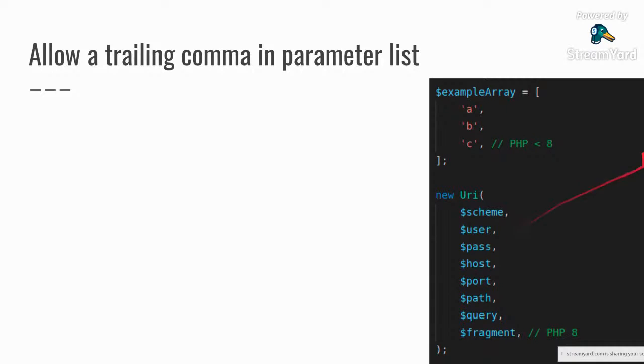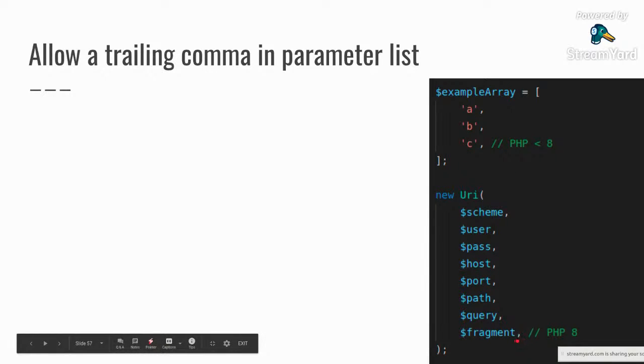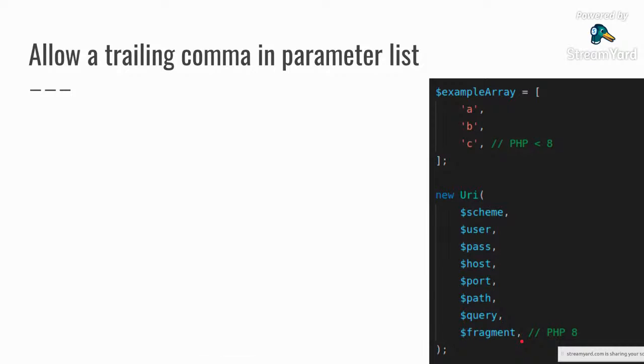Now in PHP 7, we are allowed to have a comma after the last element of an array, but not in the parameters. Now in PHP 8, we can define the comma at the end after the last parameter as well. So these are some of the major changes.